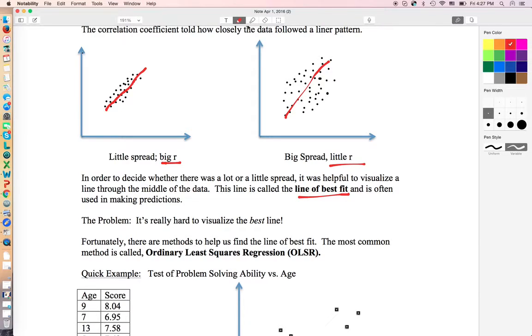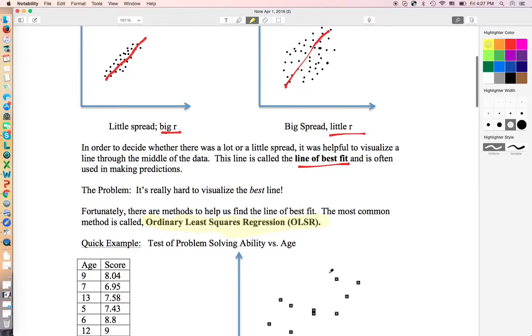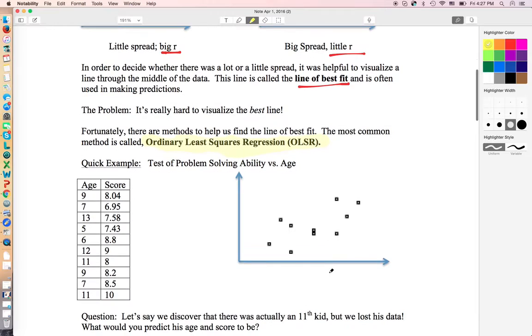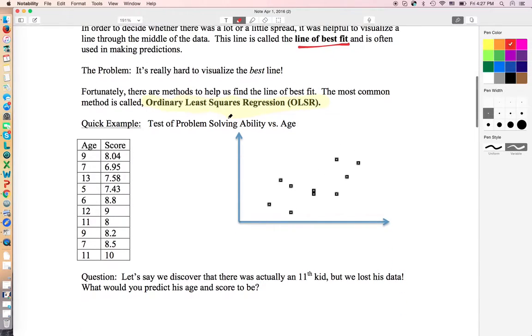So we're going to talk in this course about the most common way of finding a line of best fit, which is called ordinary least squared regression, which I abbreviate to OLSR. It's been around hundreds of years. The early astronomers were using it, and now we're going to get to use it. So in order to help you understand how that works, we are going to take a quick example.